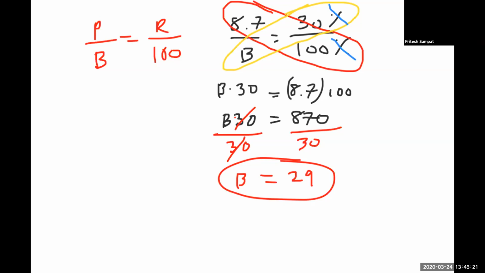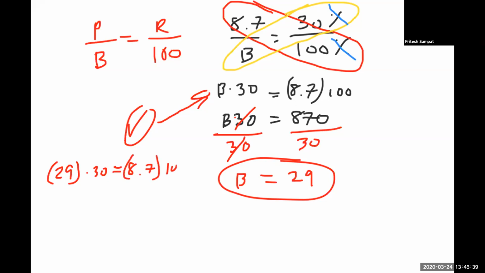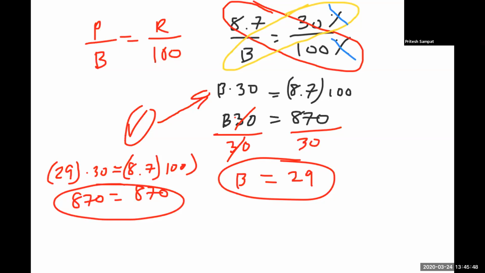And if you plug it back in and check, I can just check it right at this step right here. So I can say 29 for my base multiplied by 30 is equal to 8.7 multiplied by 100. So this is 870, and 29 times 30 is also 870. So it checks off. But this is my final answer. Base is equal to 29.